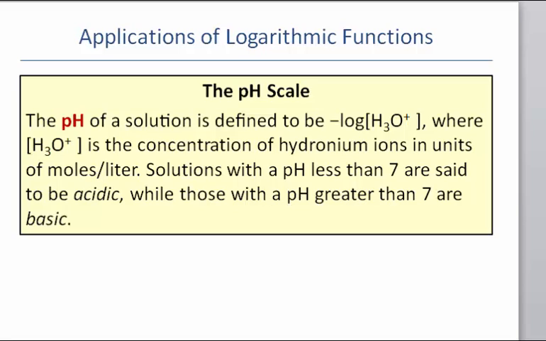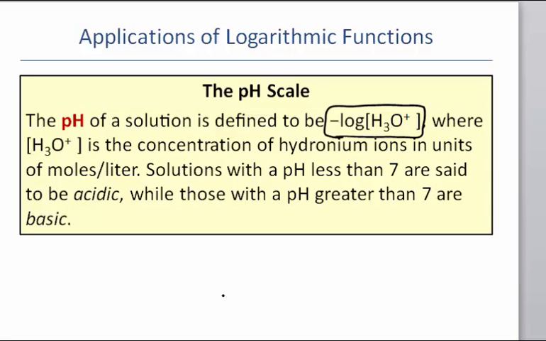We're going to look at 3 different applications. One is pH. It says that the pH of a solution is defined to be, and we're going to want to remember this expression, this is our formula: negative log of H sub 3 O positive, where H sub 3 O positive is the concentration of hydronium ions in units of moles per liter.